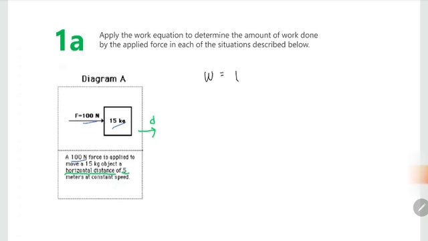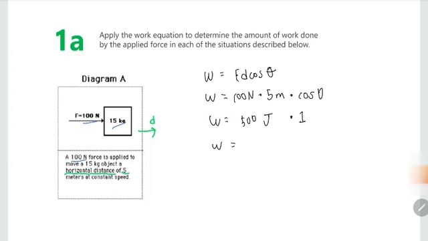So, using the formula F d cosine theta, work is force 100 Newton times displacement, which is 5 meters, times cosine. What's the angle between the force and this displacement? No, we don't have any angle of separation. Cosine 0 is 1. So, 100 times 5, 500 joules, di ba? Newton times meter. So, the work done by the applied force, you will say it like that. The work done by the applied force on the object is 500 joules. Okay?